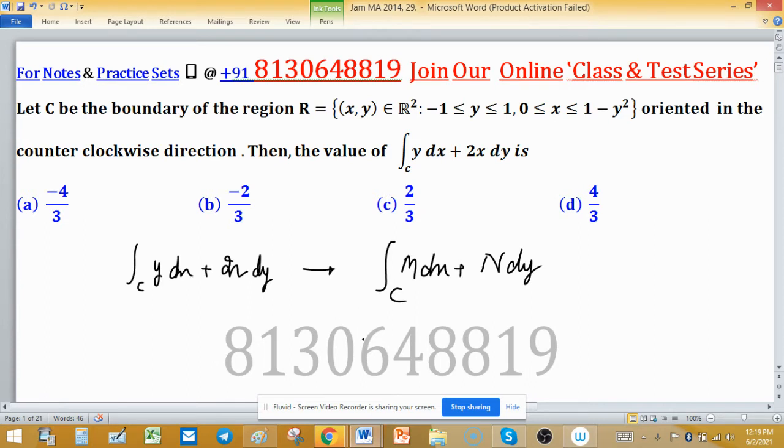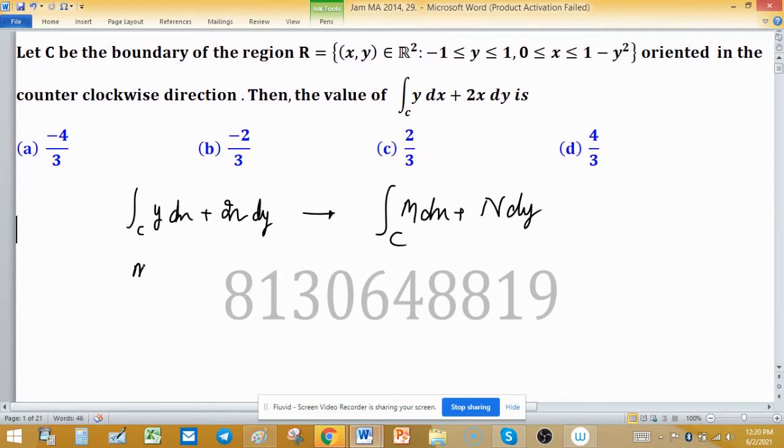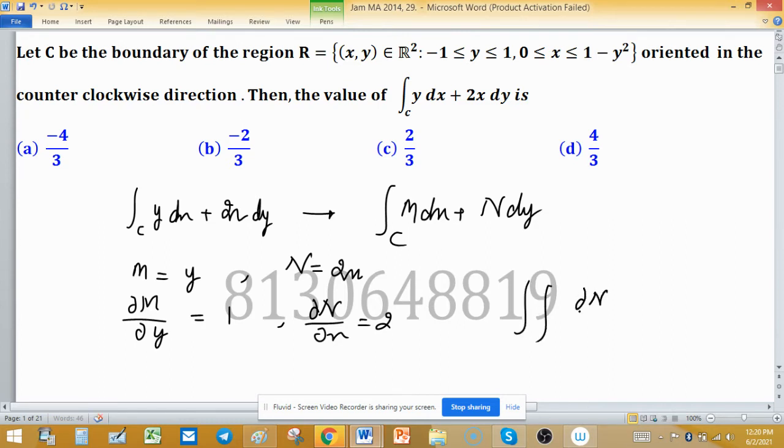And we will apply Green theorem here to solve this problem. On comparing, m is equal to y and n is equal to 2x. So take the derivative of m with respect to y, and that will be 1, and take the derivative of n with respect to x, that will be 2. Now using Green theorem, this is equal to the double integral of partial n with respect to x minus partial m with respect to y, dx dy. This is Green theorem.